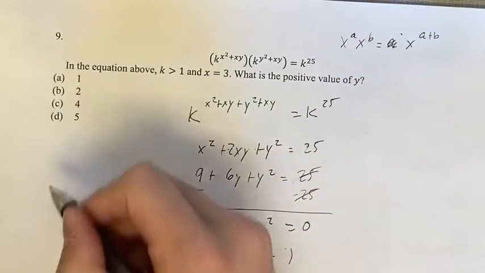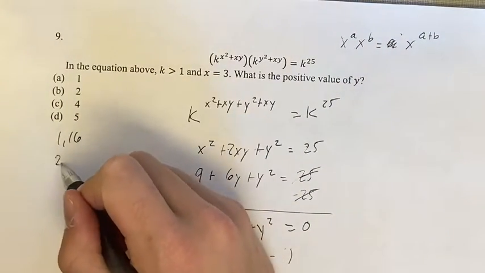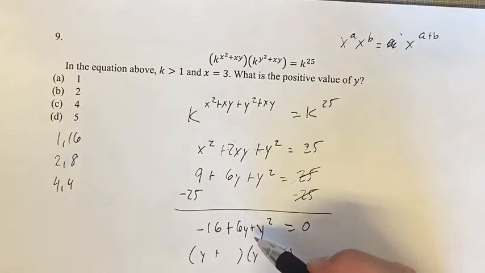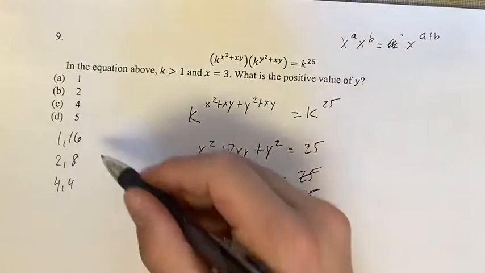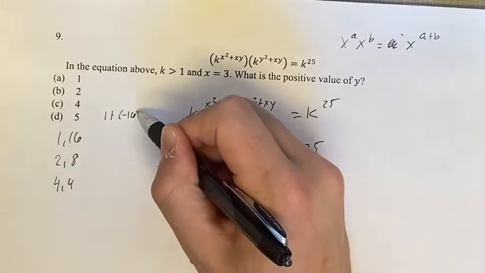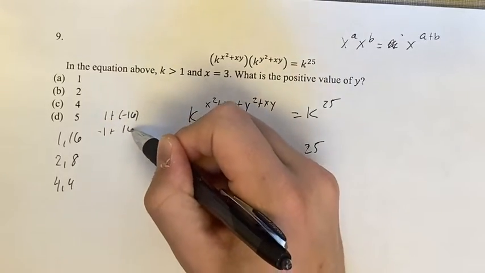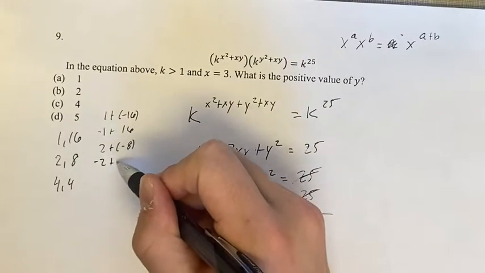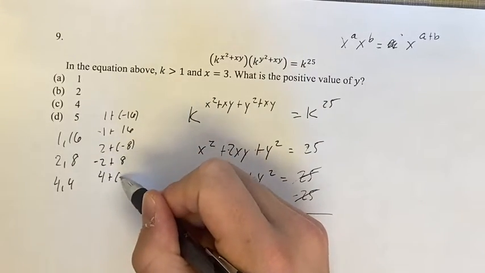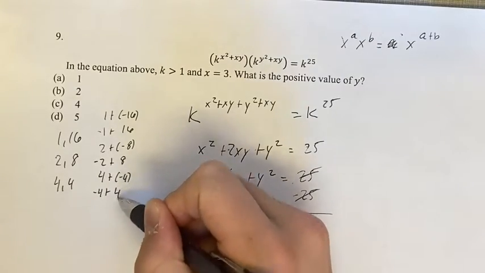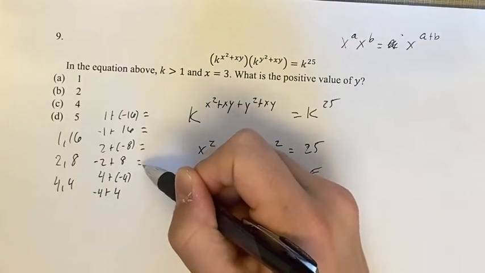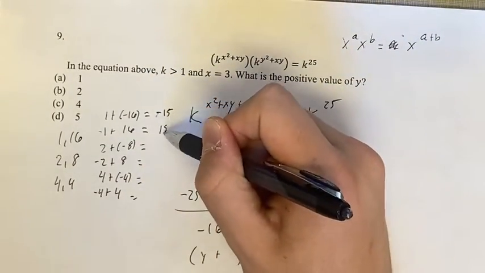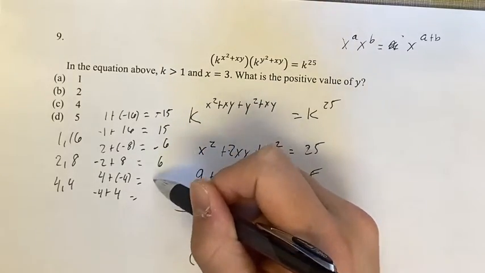Which numbers multiply to 16? Well, you have 1 and 16, you have 2 and 8, and 4 and 4. So if one of them is positive and one of them is negative, and they have to add to 6, then you could have 1 plus negative 16, negative 1 plus positive 16, 2 plus negative 8, negative 2 plus 8, 4 plus negative 4, or negative 4 plus 4. When you add all these up, only one of them is going to give us the 6 that we need. So we have negative 15, positive 15, negative 6, positive 6, 0, and 0.